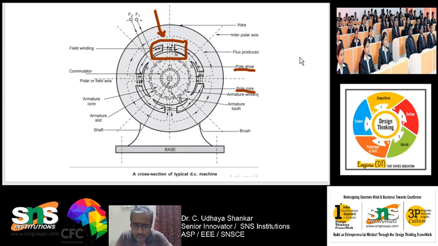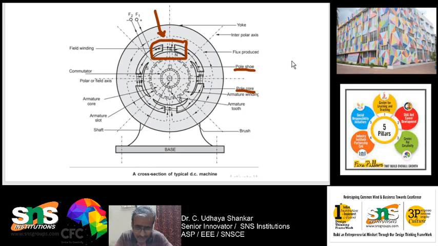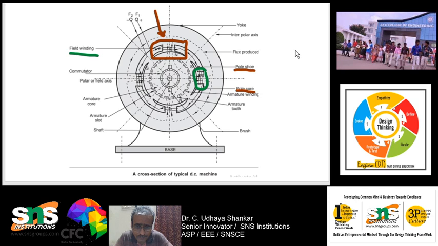Hope you are all clear with the pole. What is the use of this pole? This pole is going to generate the magnetic field. Around the pole core you can see some winding. In all the pole cores you can see the winding. This winding is called the field winding.